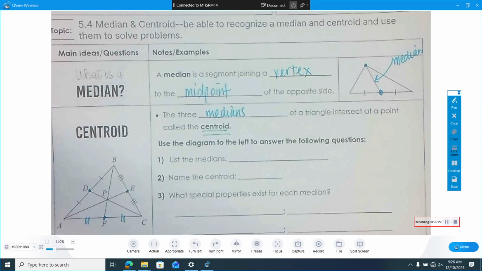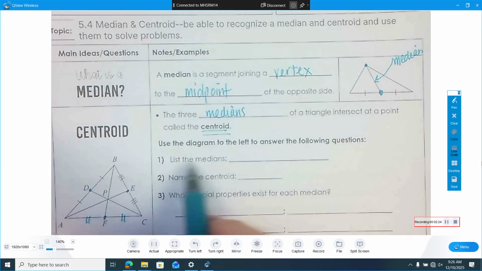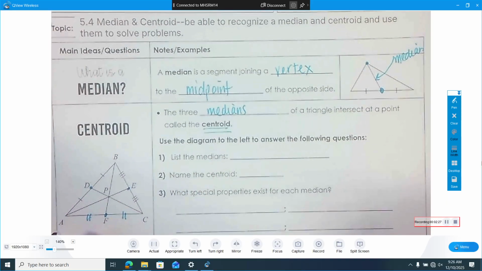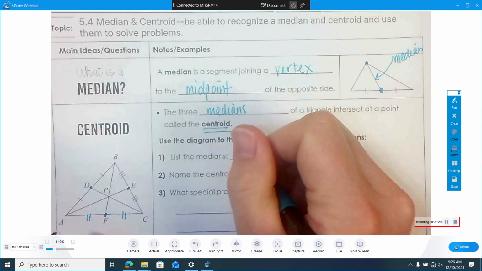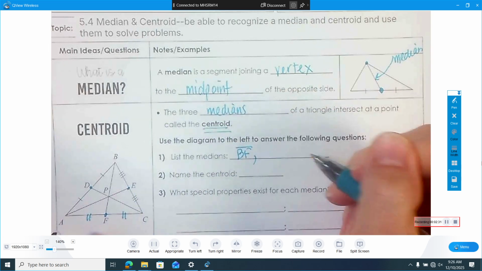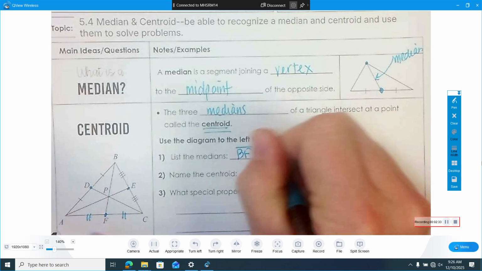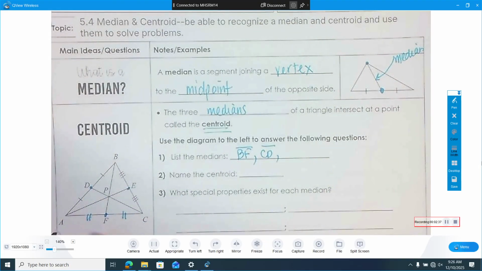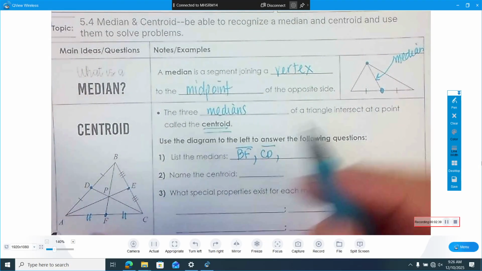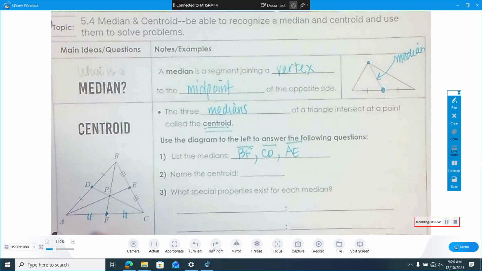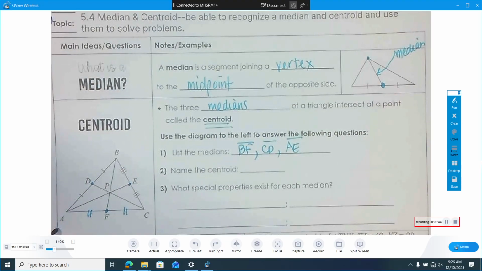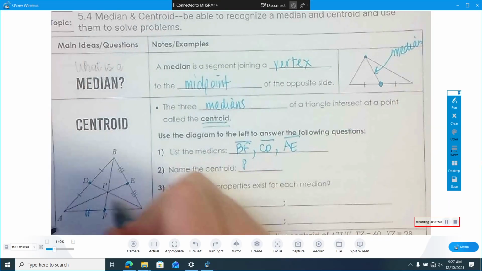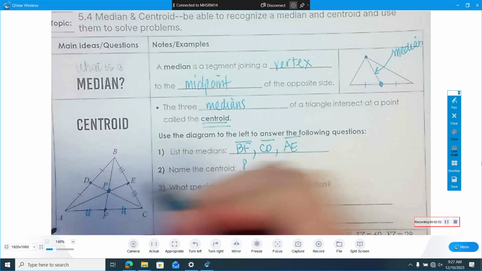Okay, but it turns out, let's list some medians here. What are our 3 medians in this picture? BF, DC, or I'm going to go CD, doesn't matter, and AE. Yes, AE. So segment BF, segment CD, and segment AE. All right, so what is the centroid? P. Where they intersect is called the centroid.